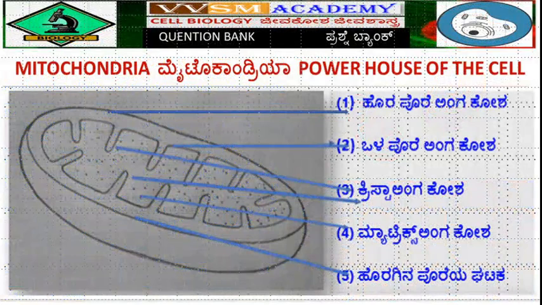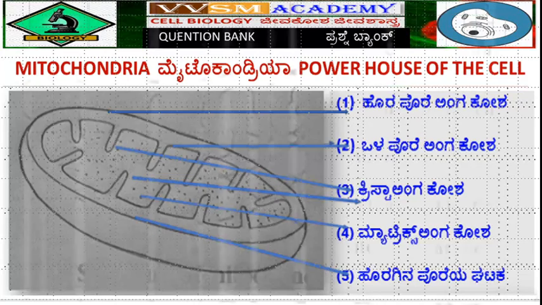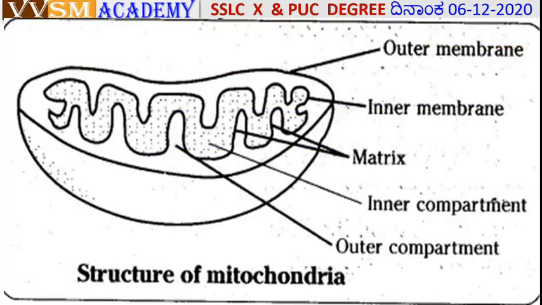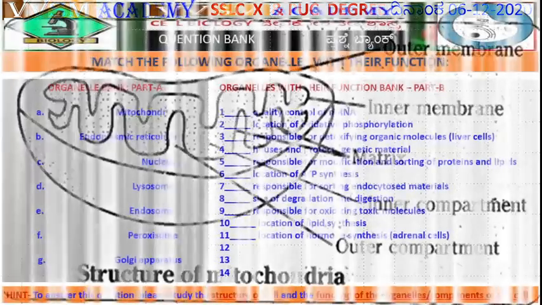For example, questions that will appear in the examination for secondary school students, PUC students, or degree students: Draw a neat diagram of mitochondria and label the parts. This is the diagram of mitochondria and its parts. It is a very simple figure. Practice it for the 2 marks question in the examination.